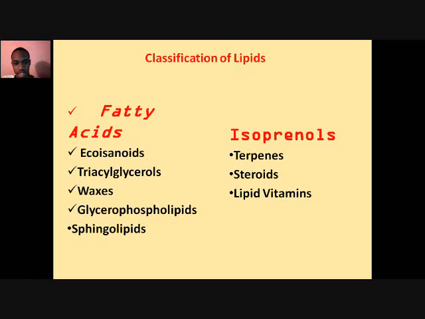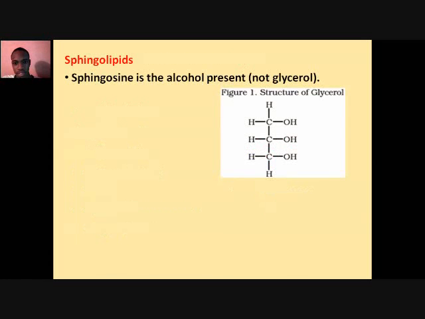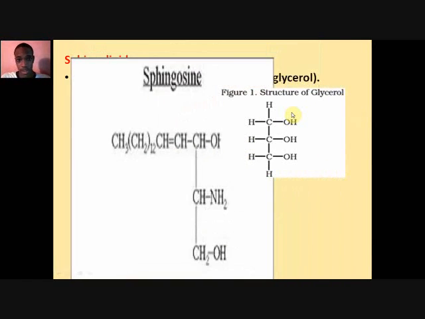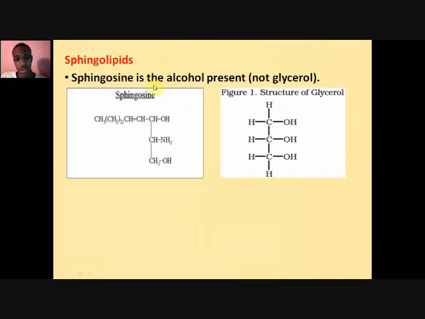Now the other big man in this category is sphingolipids. Remember we say that in sphingolipids, sphingosine is the alcohol which is present, not glycerol. So here we have glycerol, OH group, OH group, OH group, but this is found in glycerophospholipids, not in sphingolipids. In sphingolipids, the molecule defined is sphingosine.